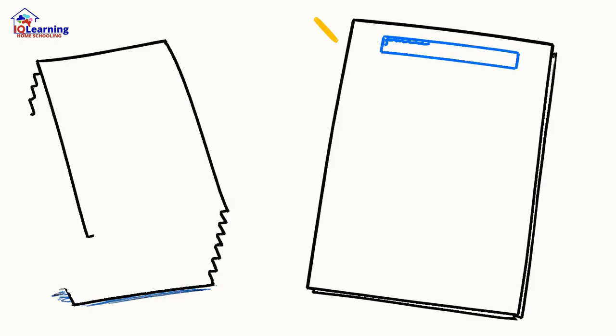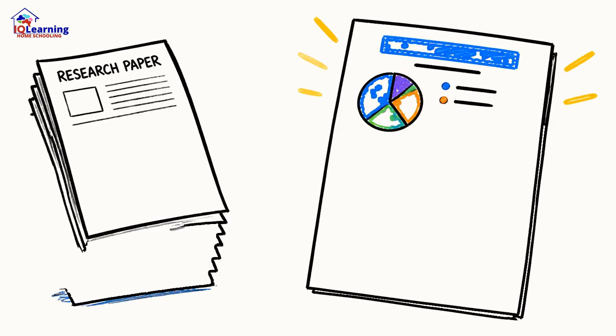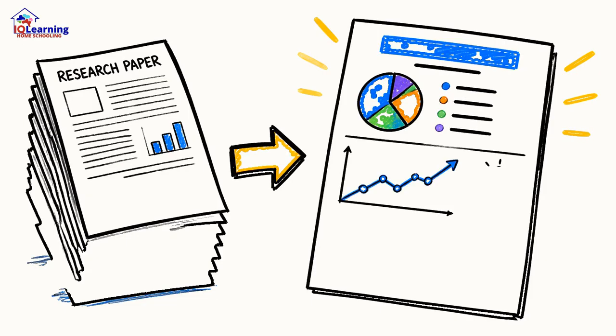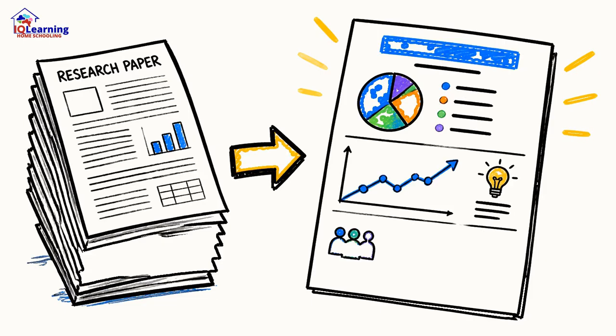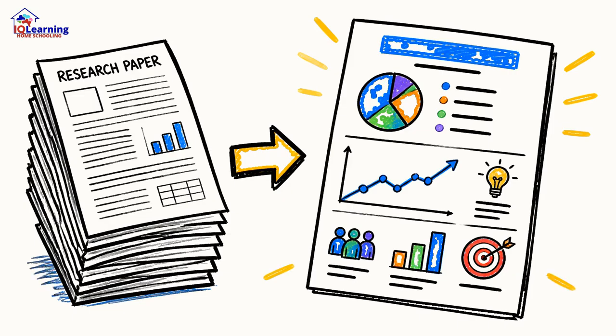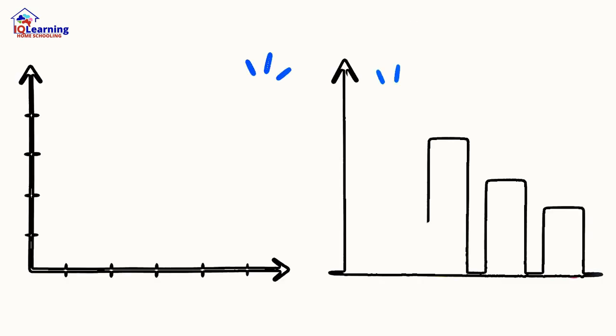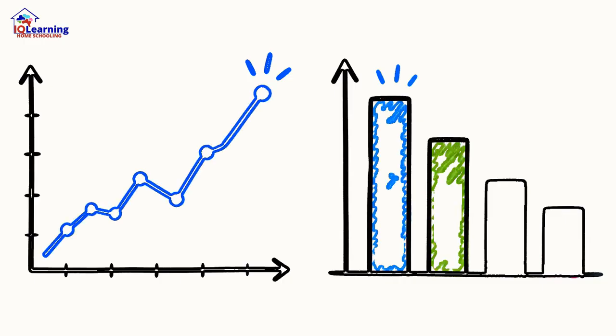This toolkit is how we transform a 1,000-word research paper into a single shareable infographic. We don't just paste a table of numbers, we tell a story with a chart. A line graph shows a trend over time. A bar chart compares categories.